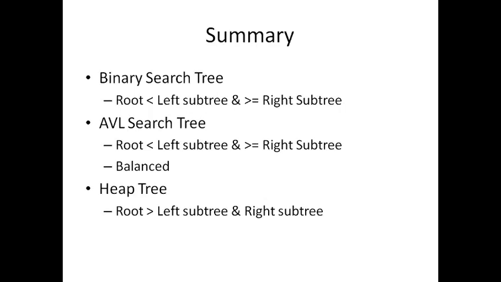Now to summarize the topic, we have discussed three different binary trees. One is the binary search tree, whose characteristic is that the root has to be greater than the left subtree and less than the right subtree. Similarly, we also discussed the AVL search tree, in which the root has to be greater than the left subtree and less than the right subtree, and additionally it should also be balanced. And now we completed the discussion on heap tree, where the root has to be greater than both the left subtree and the right subtree.